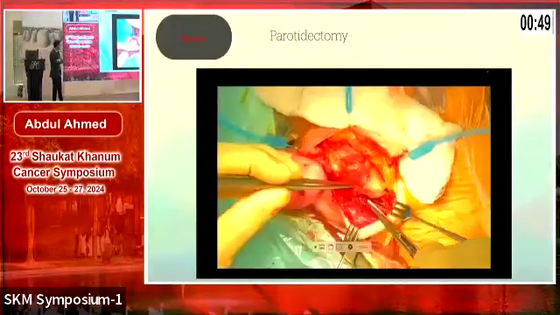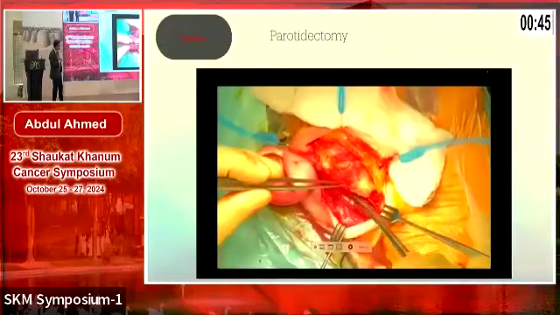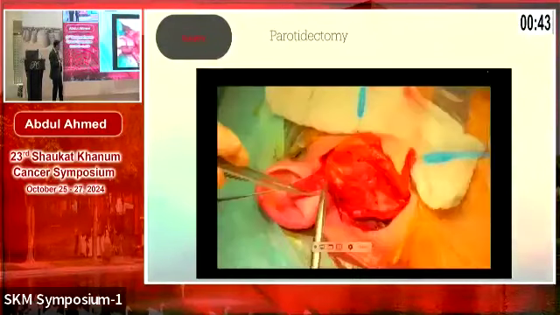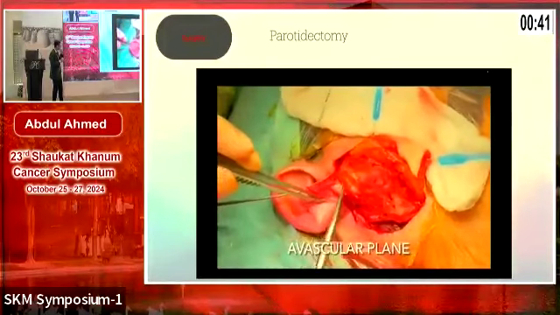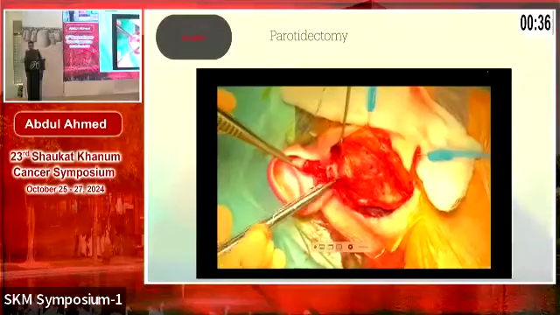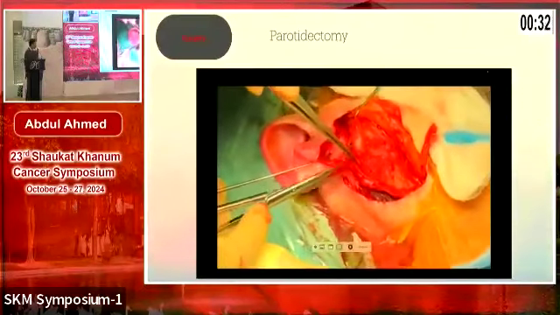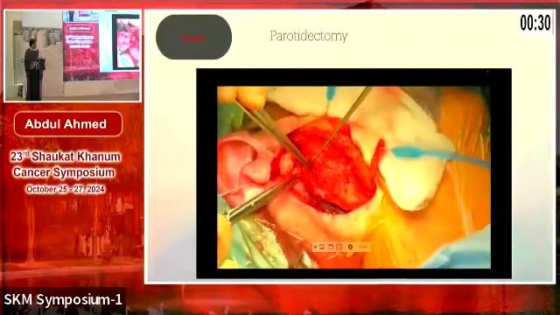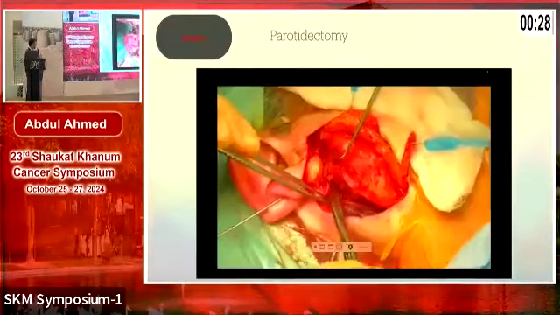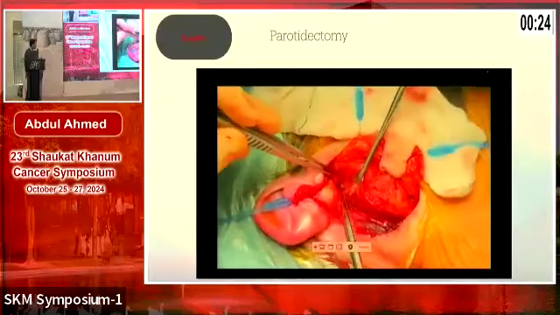Okay, and so then now I identify the sternocleidomastoid muscle, okay? So that's the base. And here there's the avascular plane between the tragus and the parotid tissue. Okay, so it's always anatomy, right? So SCM, parotid, avascular plane. And then what I'll do is I'll show you.